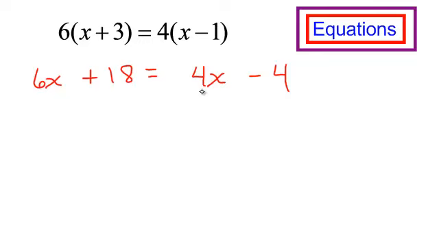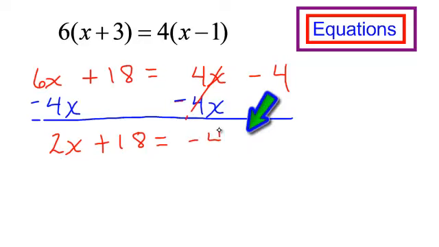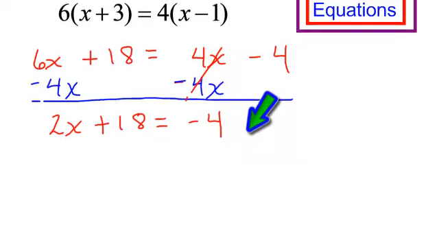So I'm going to get rid of the 4x. What's the opposite of adding 4x? I will subtract 4x. But if you subtract 4x from the right side, you have to subtract 4x from the left. On the left side, I have 6x minus 4x, and that will be 2x. Don't forget to bring down your positive 18 equals. And look what happens. Sure enough, those 4x cancel, leaving me only negative 4.